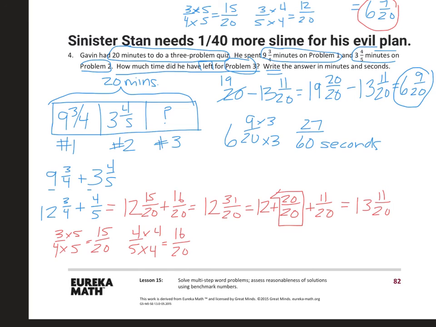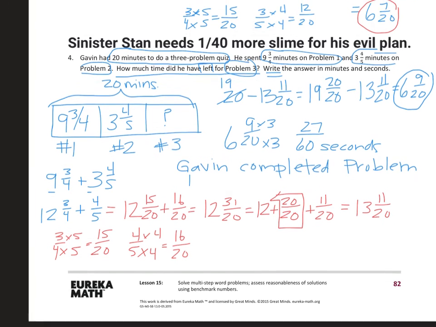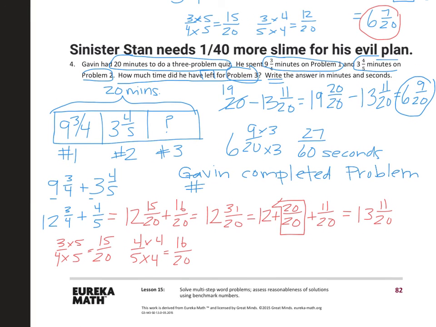So if I wrote this out as a time, you know what? I just realized I was calling Gavin a girl. Gavin's a boy. So not she, he. Gavin completed, here's our sentence, problem number 3 in 6 minutes and 27 seconds. Squeeze that in the last part of the page.